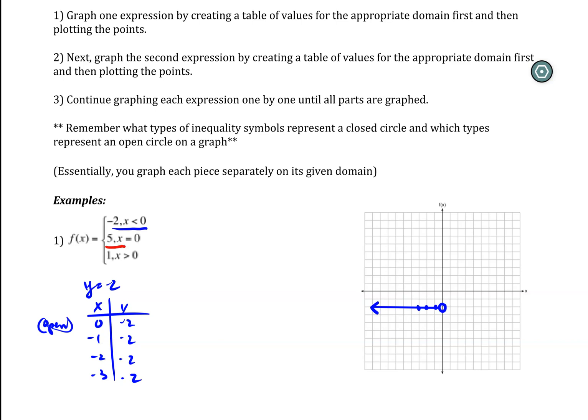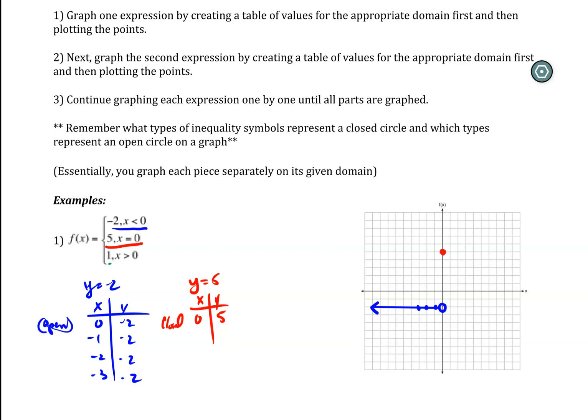All right, let's do the second part. I'll do this one in red. So here I've got the function y equals 5. Again, horizontal line. It says when x is equal to 0. I only have one spot, 0, and that would be at 5. It's saying when it's equal to 0, so that's going to be a closed circle. So I've got a closed circle at 0, 1, 2, 3, 4, 5. That puts me right here.